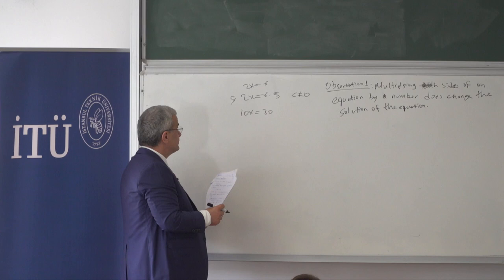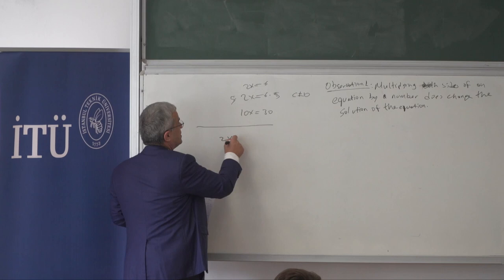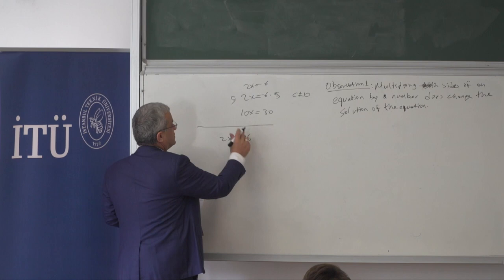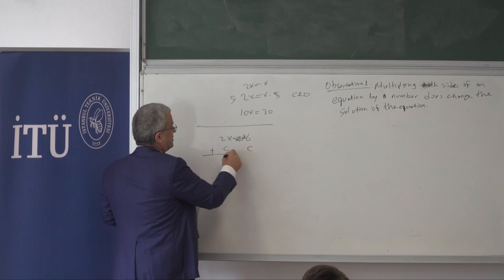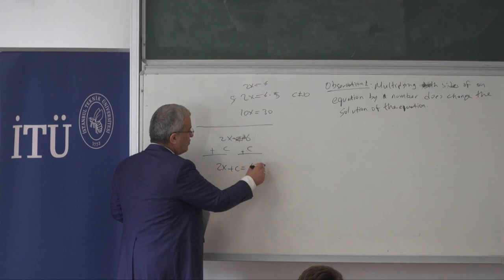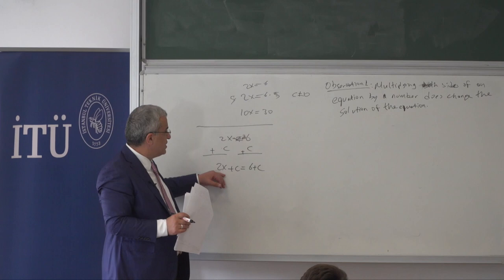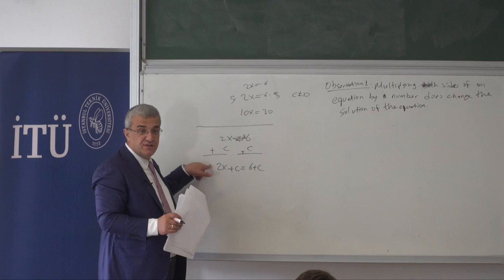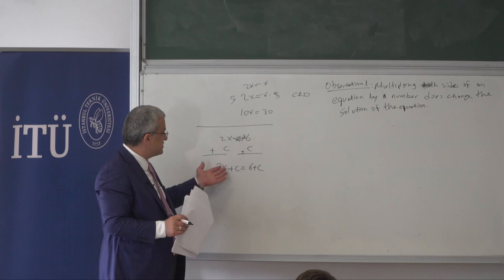Of course, this is number two. If you have, let's say, 2x plus 6 equal to 0, or 2x equal to 6, and I add a number to both sides, any number c, even if c is equal to 0, I'm going to obtain a new equation, isn't it? This is a different equation, but what do I say about it? This equation and the original equation have the same solution, right? Why? This is how we solve it. You just cancel.